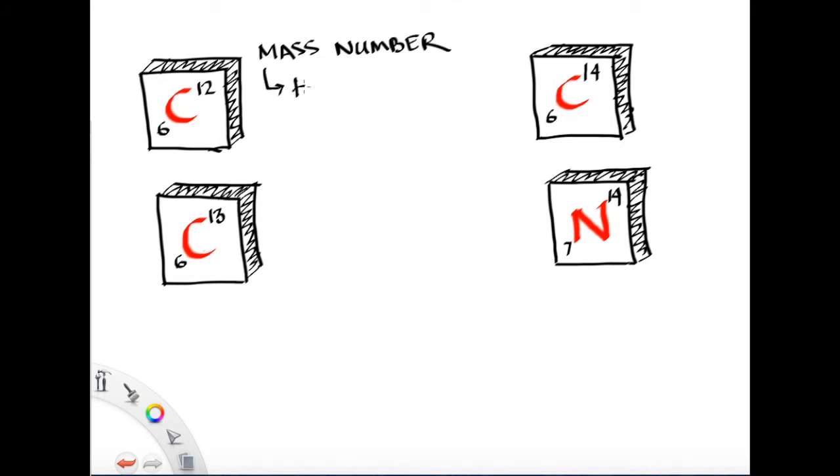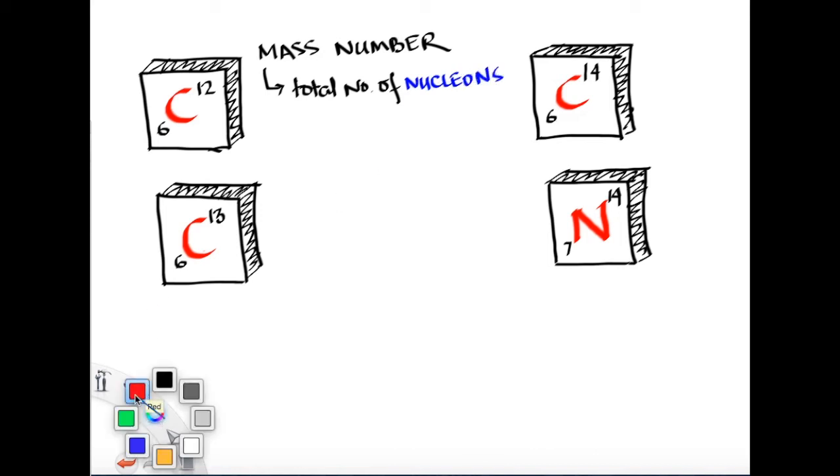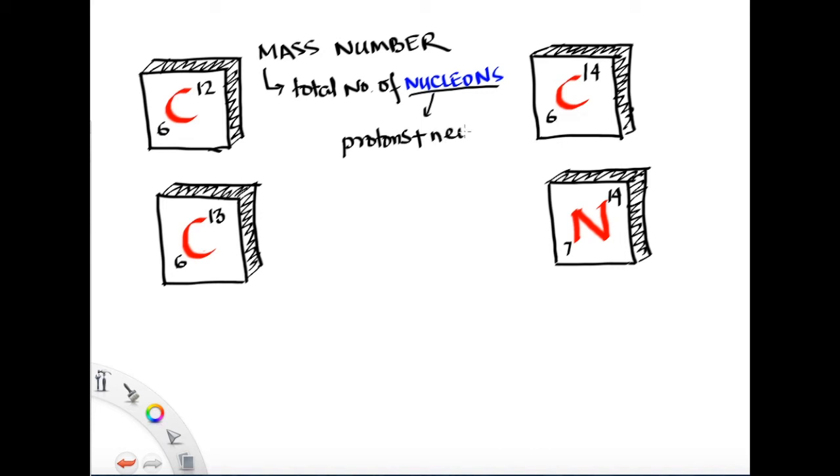So what is mass number? Mass number is nothing but the total number of nucleons. Nucleons are the particles that are present inside the nucleus of an atom, and what are present inside the nucleus is basically protons and neutrons. So mass number is nothing but the total number of protons and neutrons in an atom. It is represented by the capital letter A, and the number on the top, that's your mass number, gives you the total number of protons plus neutrons.